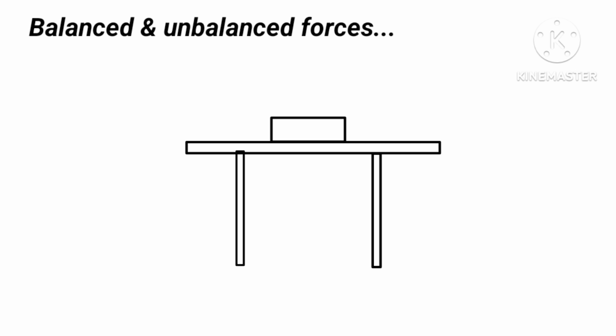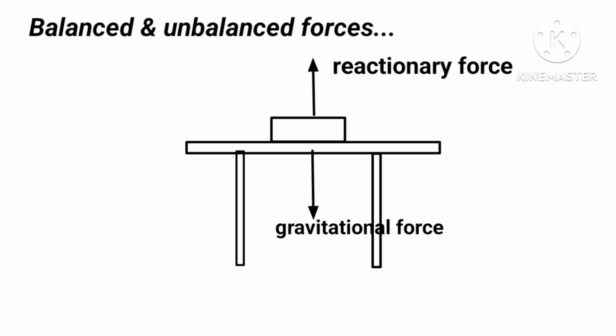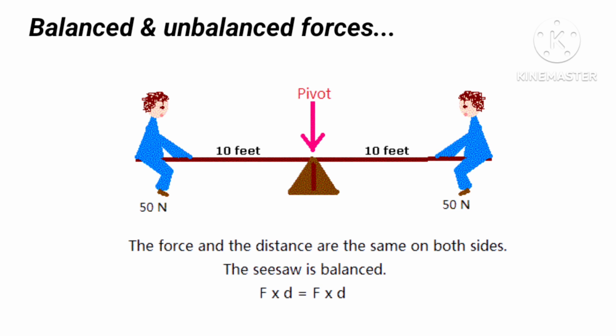Here in the diagram, a book is placed on the table. Two forces act on the book: its weight vertically downward, and the reaction acting in the vertically upward direction. The book is at rest because of these two equal and opposite forces. These forces are called balanced forces. We have one more example, a seesaw game, which is also under balanced forces.